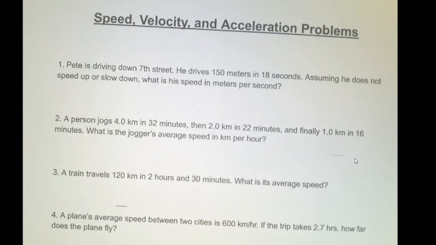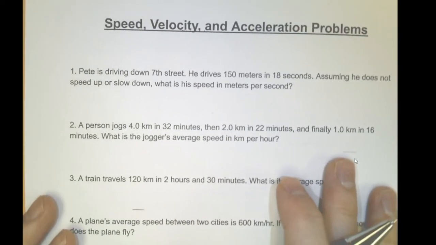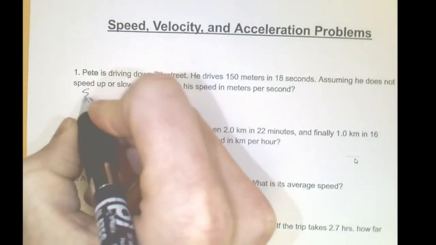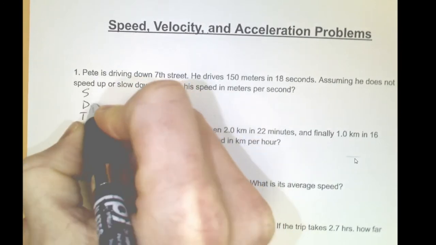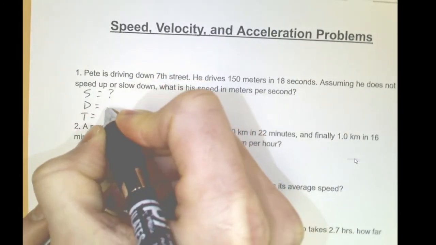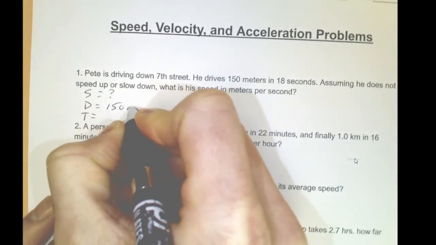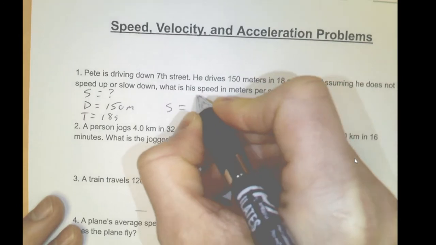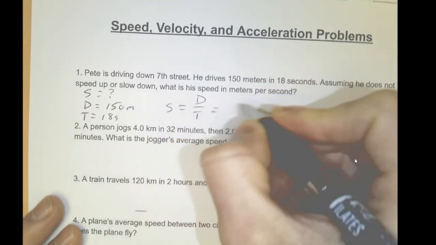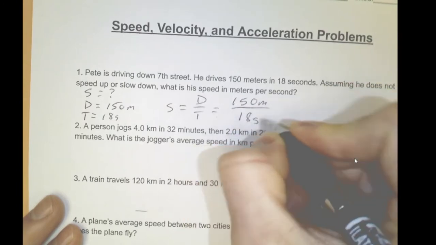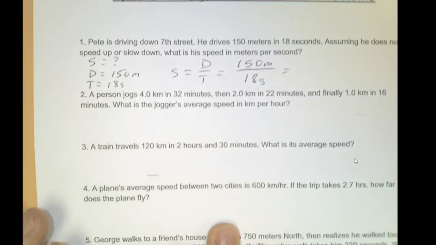So we'll get started. So number one, Pete is driving down 7th Street. He drives 150 meters in 18 seconds. So 150 meters, 18 seconds is our time. So speed equals distance over time. 150 meters divided by 18 seconds. That'll give you your answer.